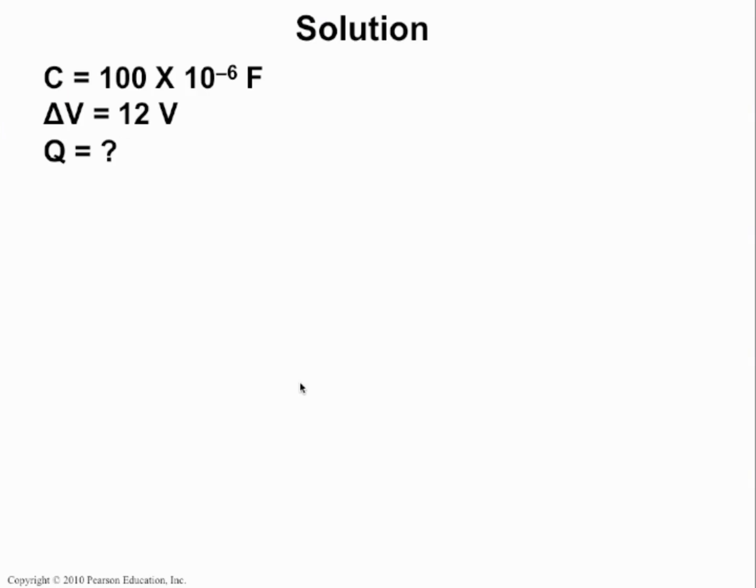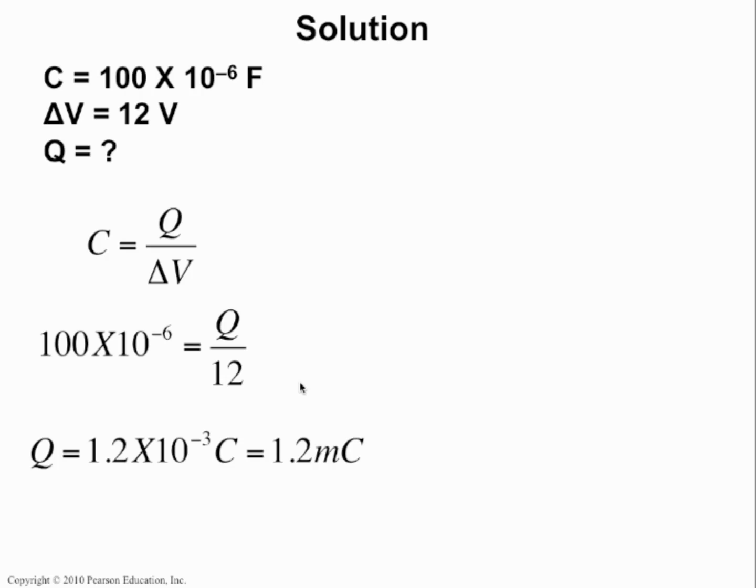All right, so let's go through the solution. Let's write our givens down. C equals 100 times 10 to the negative 6 farads. Delta V equals 12 volts. And we're trying to find Q. So we use C equals Q over delta V, and then we just do our plugging and chugging. Put in our given values and find Q, which is 1.2 times 10 to the negative 3rd coulombs. And that, of course, is the same as 1.2 millicoulombs.